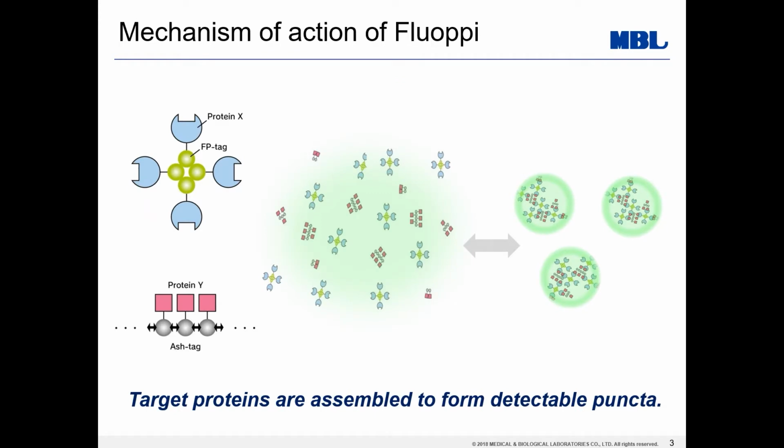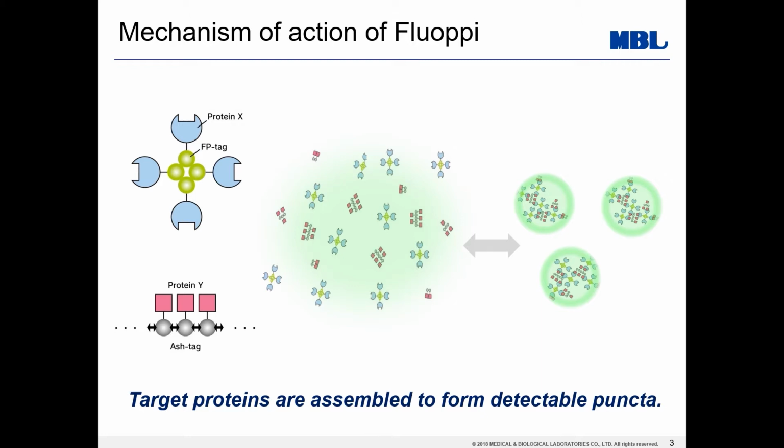This slide is a schematic representation of Fluoppi. Two tags are used for Fluoppi. One is a tetrameric fluorescent protein, FP tag. Another is an Ash tag, which forms tetra to octamer. Protein X and Y are fused to these tags, respectively, and then transfected into the cells.